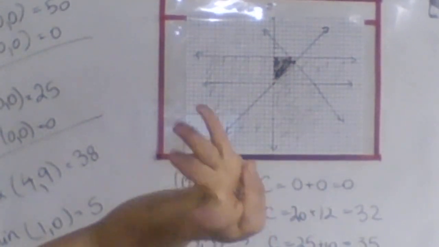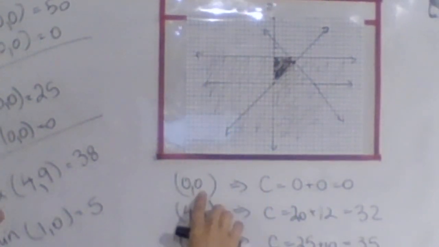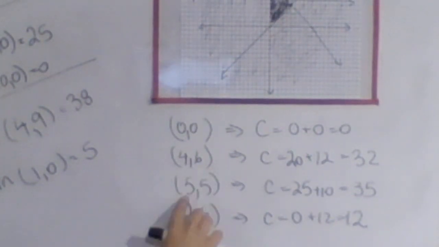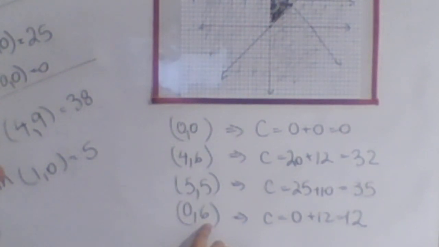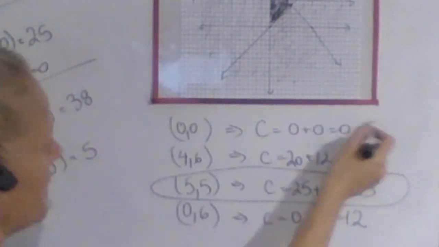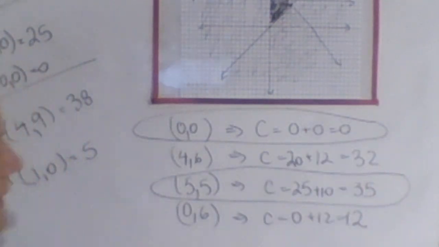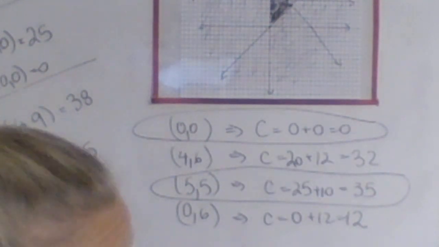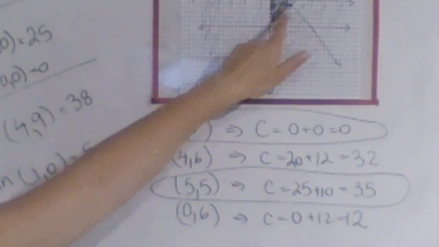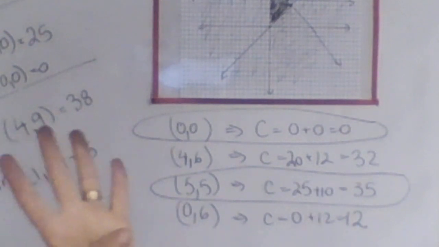We actually have 4 very well-defined points. 0, 0. Let me do this a little bit lower for you to see. 0, 0, 4, 6, 5, 5, and 0, 6. The maximum is 35 at 5, 5. The minimum is 0 at 0, 0. I actually had to find my ruler and draw the lines completely to see all of the intersection points. There were 4 of them, not 3.